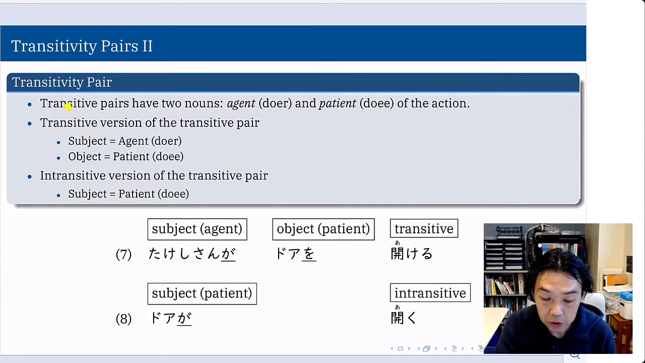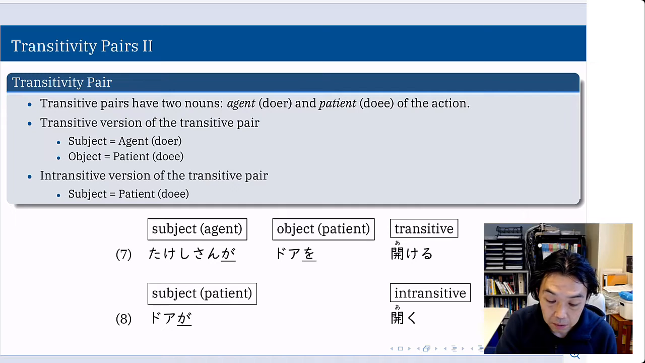So again, the transitive pairs have two nouns. One is the agent, which is a doer, someone who does the action, and the agent appears as a subject. And you also use a patient, which is a doee, someone who receives the action, as an object. Okay, so in the transitive version of the pairs, the subject is the agent, the object is the patient. However, in the intransitive version, you have only one noun, which is the patient. So you use the same patient as the subject. In the transitive version, you have a patient as an object, but in the intransitive sentence, the patient appears as a subject.